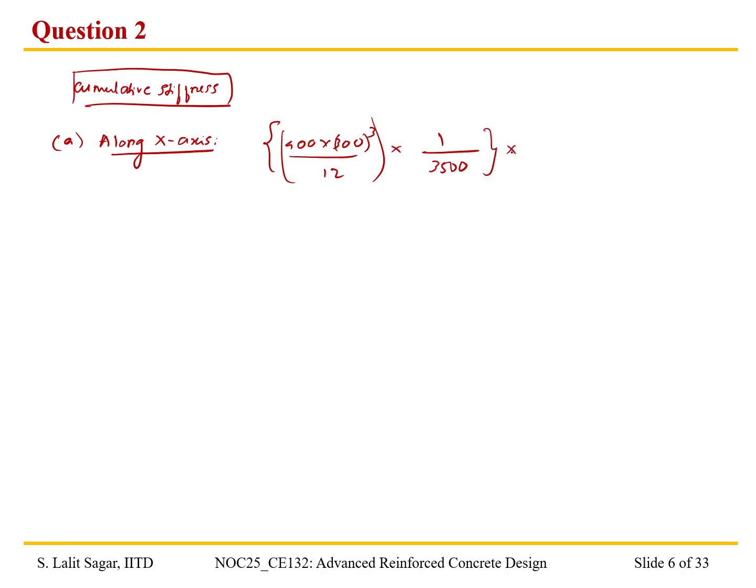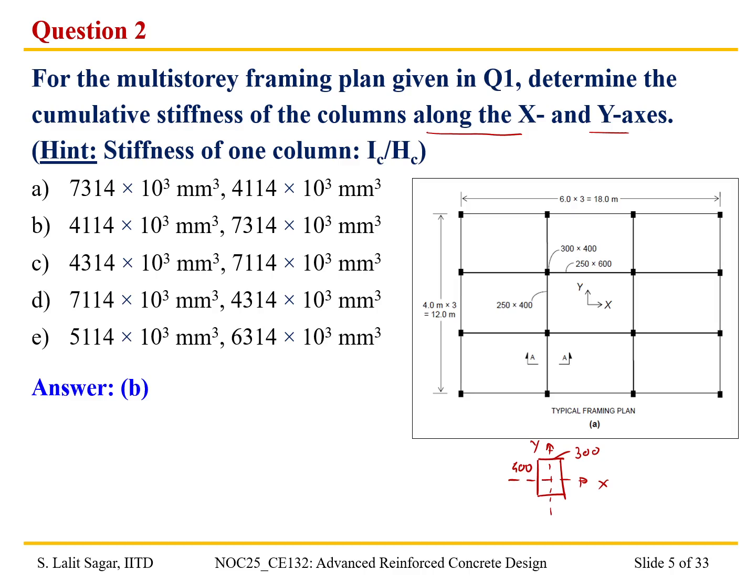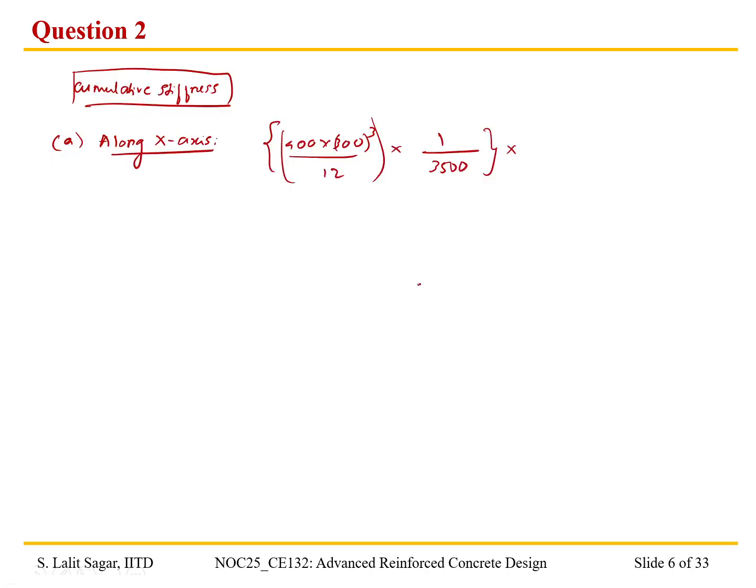Okay, so how many columns are there in this framing plan? That is 1, 2, 3, 4. That is three bays along the x-axis and three bays along the y-axis. That is four columns along the x-axis and four columns along the y-axis. That will give 16 columns, right? So multiply this by 16 and then we get this cumulative stiffness. Okay, let me write down the expression for the cumulative stiffness, right? I'll take a different color.